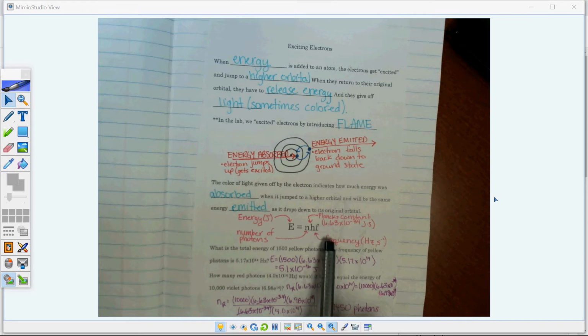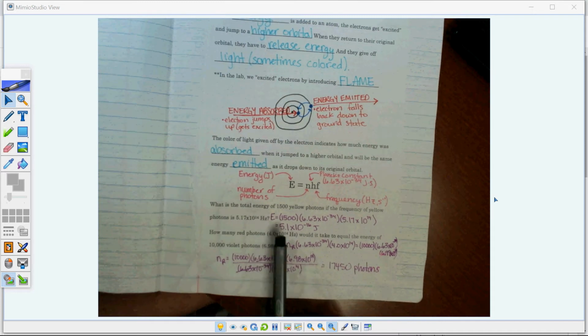And then F is called frequency. Frequency is the number of times a wave passes a given, fixed point each second. The units of frequency are either hertz or s to the -1, and both of those units mean the same thing.